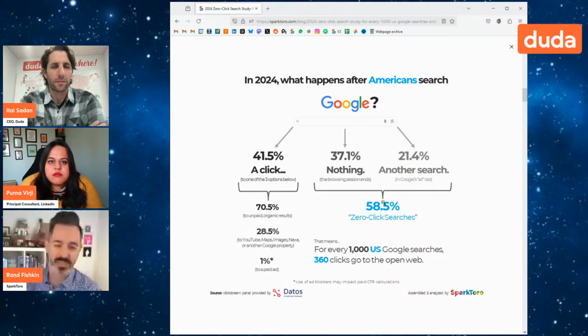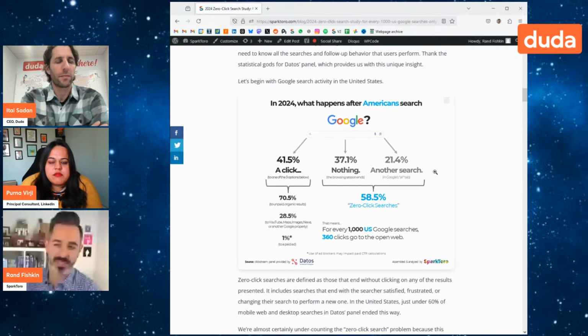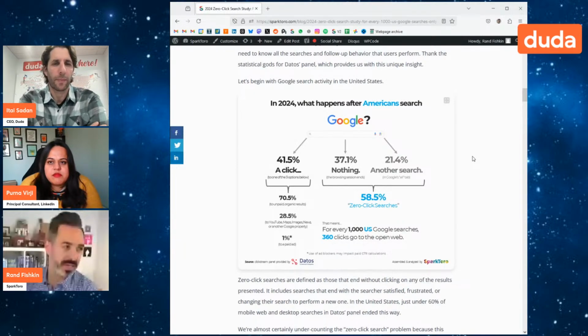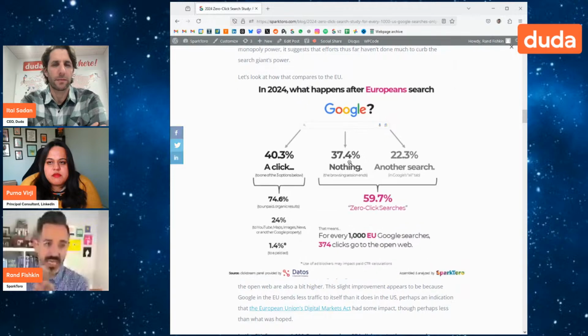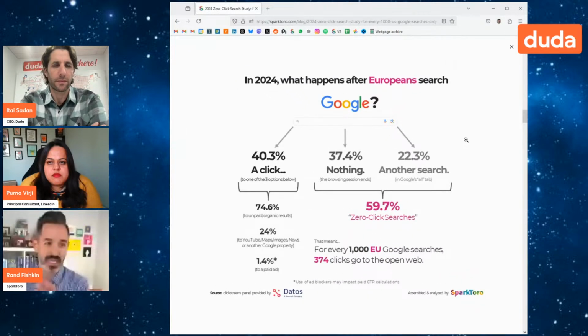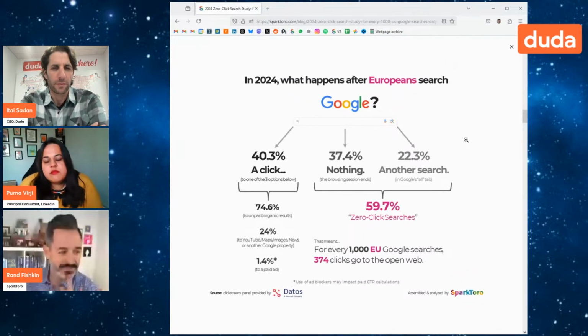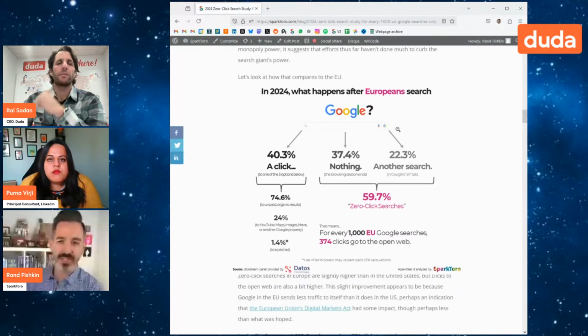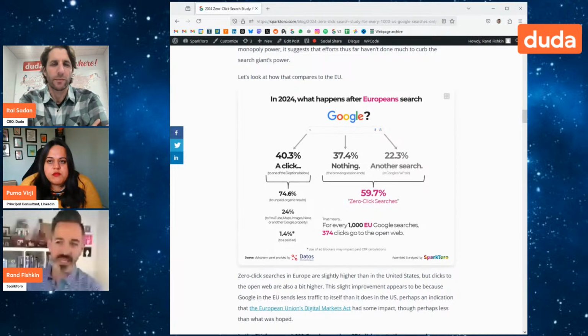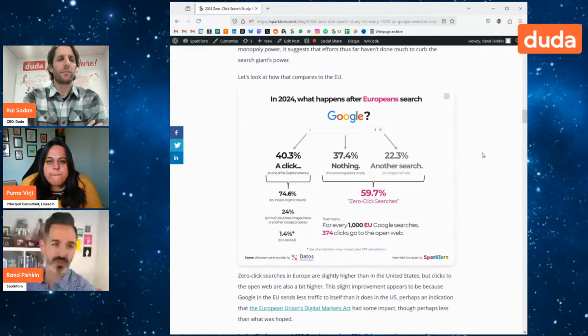For those of you who are thinking, well, I'm in Europe, and we have a bunch of regulations around self-preferencing in Europe, which the EU Commission does indeed have. Well, it doesn't make that much of a difference, unfortunately. You get 14 more clicks to the open web per search. So, yeah, we are certainly in a place where Google is taking a huge percent of the value of search for themselves. And Google, by the way, is not alone.